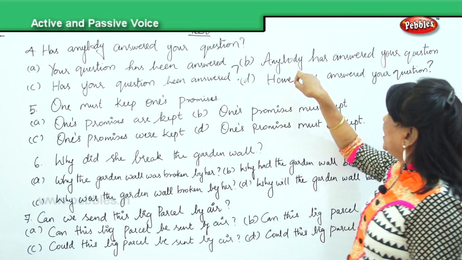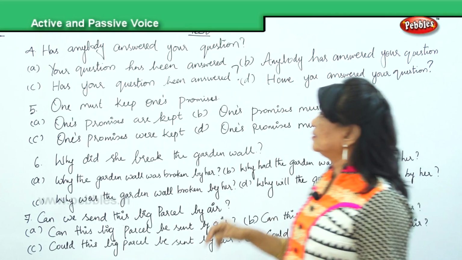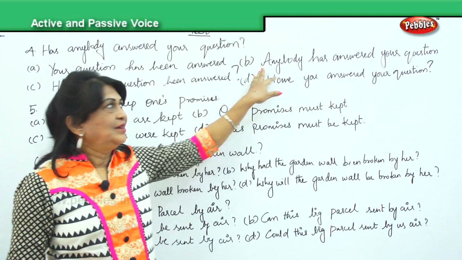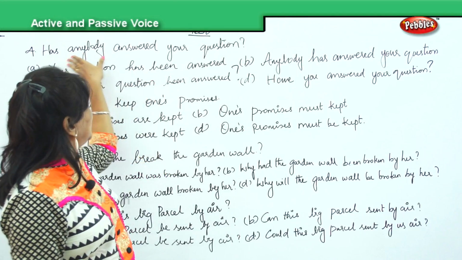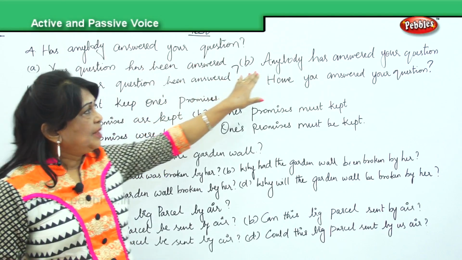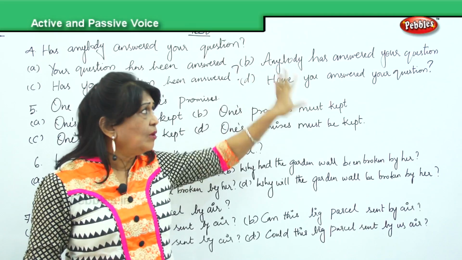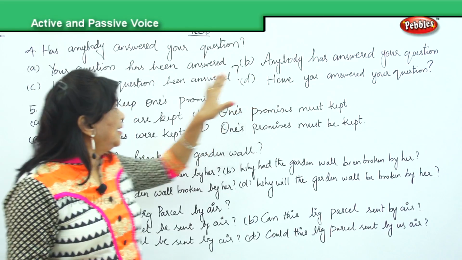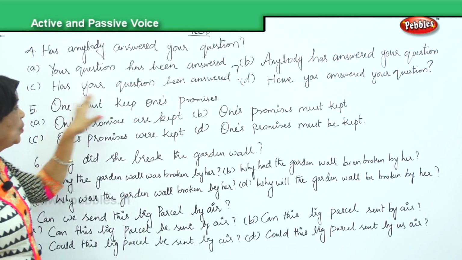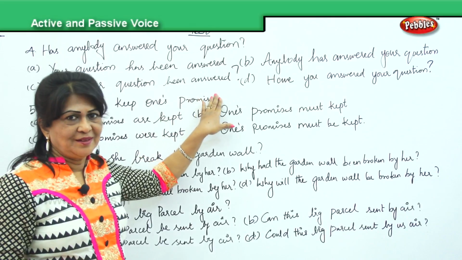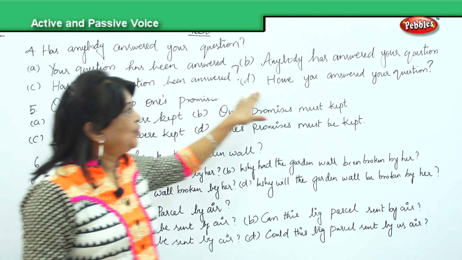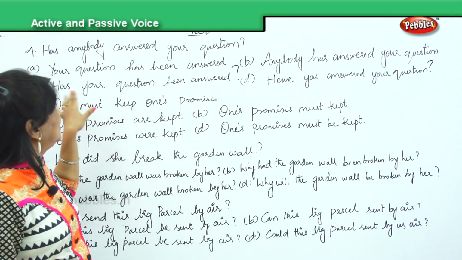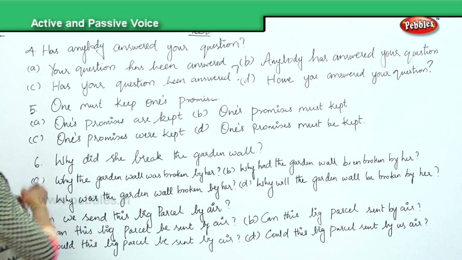Next one. Anybody has answered your question? Sometimes this is how people speak. That is wrong English, okay? This is how people talk and this is wrong English. And C. Has your question been answered? Have you answered your question? There are 2 questioning sentences and this is the right option.